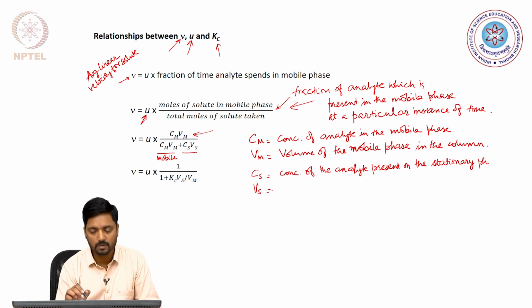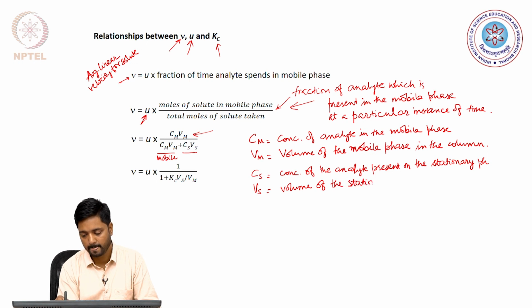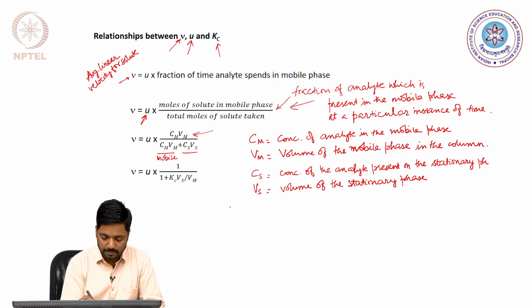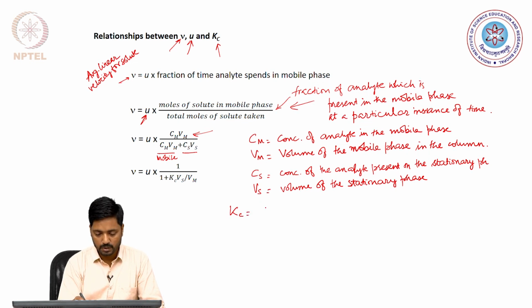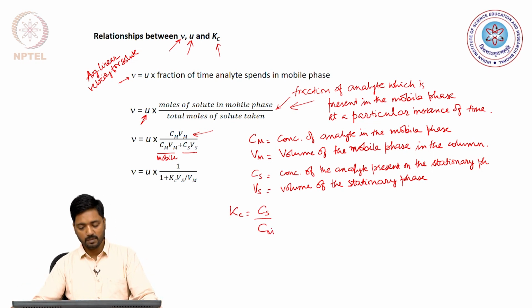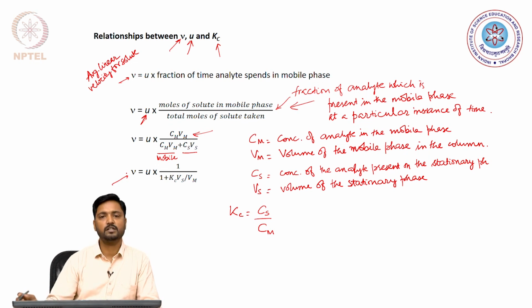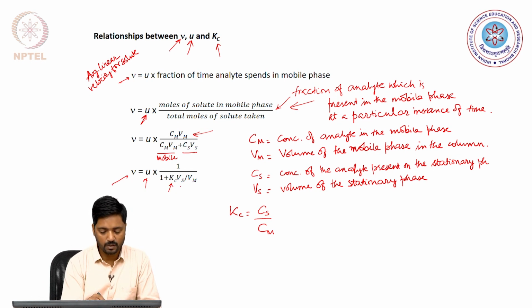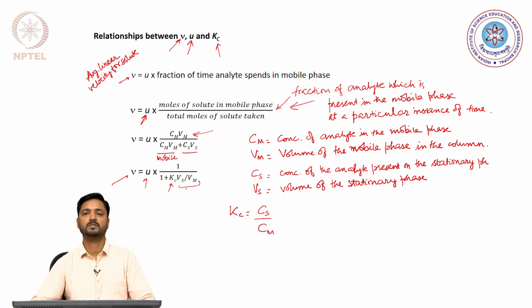And Vs now becomes the volume of the stationary phase present in the chromatography column. Now, we have defined the distribution constant Kc as equal to the concentration of the analyte in the stationary phase divided by the concentration of analyte in the mobile phase. So, we can write the average linear velocity for the solute in terms of the average linear velocity of the solvent multiplied by the distribution constant Kc and the volumes of the stationary and mobile phases present in the column.